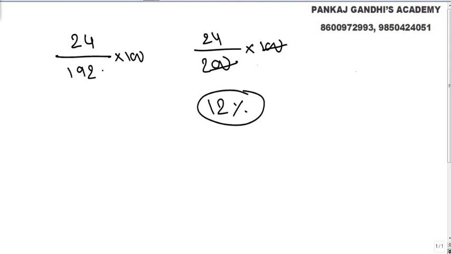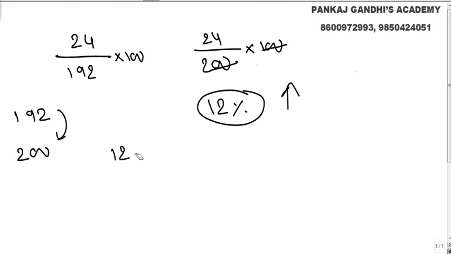We know we have increased the denominator, so to get the actual answer, this answer should be increased. But by how much? The denominator was 192 and we have made it 200.